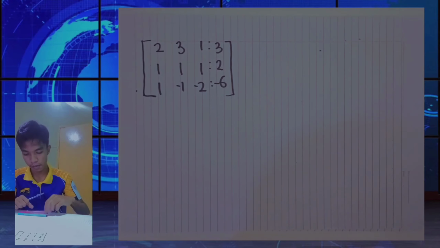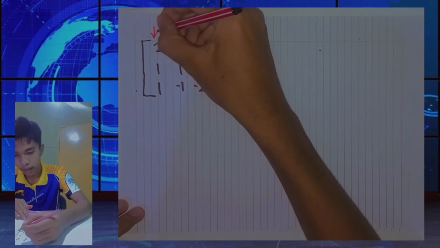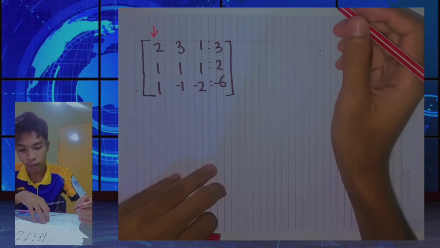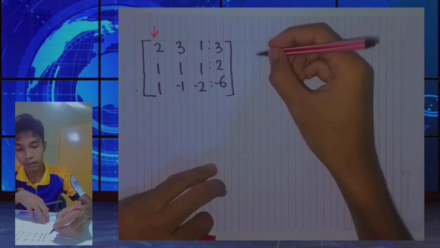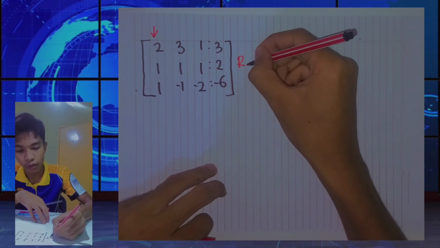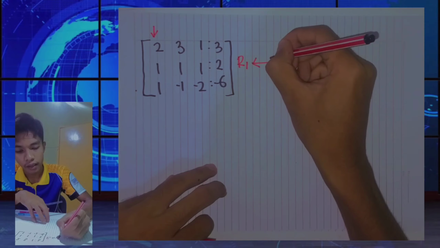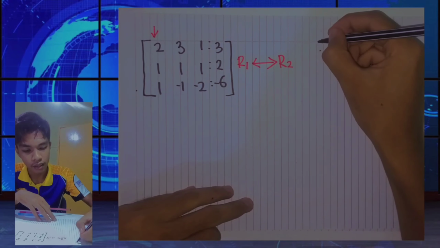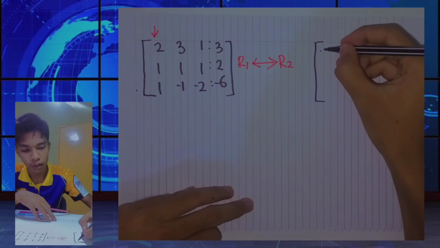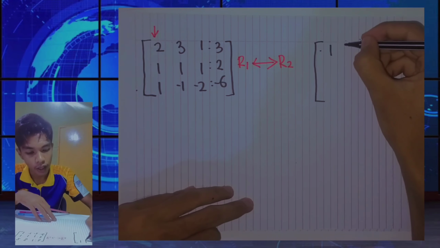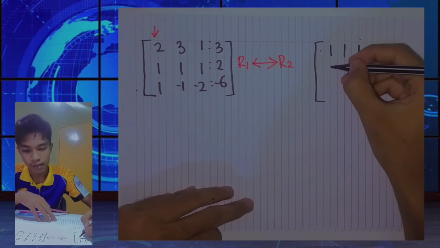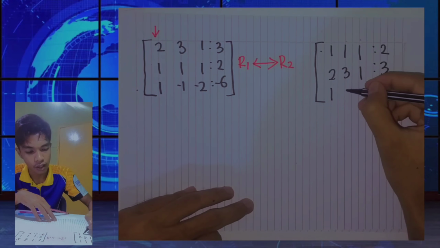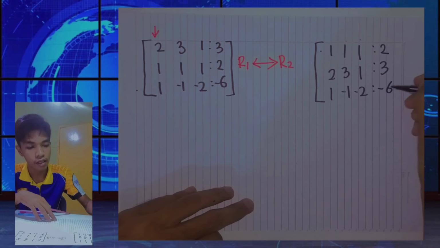For the first tip, we need to get a leading one in the first row and first column. To make a leading one in the first row and first column, we can interchange row number 1 with row number 2. After we make the interchange, the new augmented matrix is 1, 1, 1, and the constant is 2, and the second row is 2, 3, 1, 3, and the third row is unchanged, 1, -1, -2, and -6.